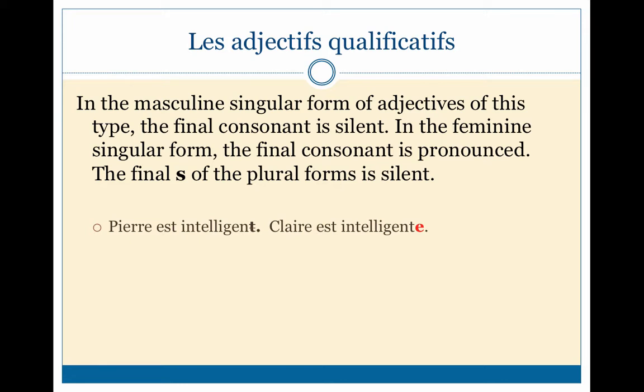So once again, we're not going to hear the T or the final consonant when it's masculine singular. But because we have the E on there when it's feminine singular, we can pronounce that T. Pierre est intelligent. Claire est intelligente. For either side, the final S is going to be silent. Ils sont intelligents. Elles sont intelligentes. So I'm pronouncing the T because of the E, not the S.